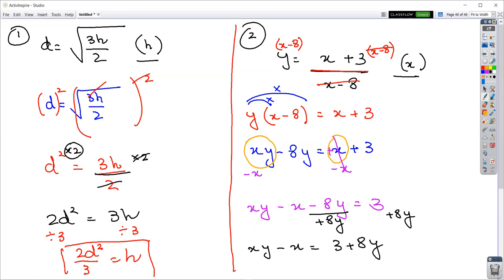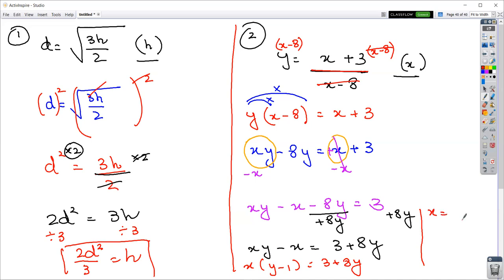We need to think how we can change that into a single x variable. So we're going to factorize x from here. When we factorize x from here, we'll come out with x(y minus 1) equals 3 plus 8y. To make x the subject, this y minus 1, which is inside the bracket, and the bracket means multiply. The inverse of the multiplication is divide. We're going to do that now.